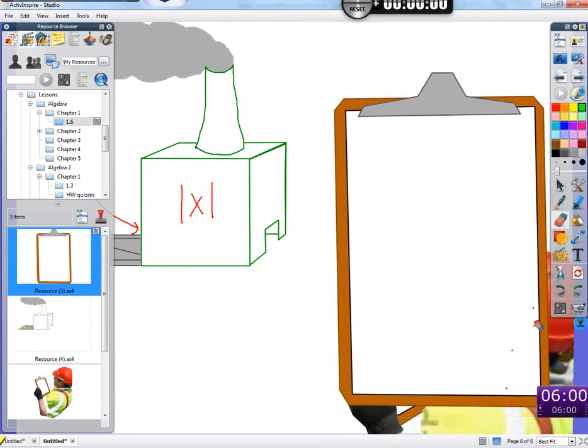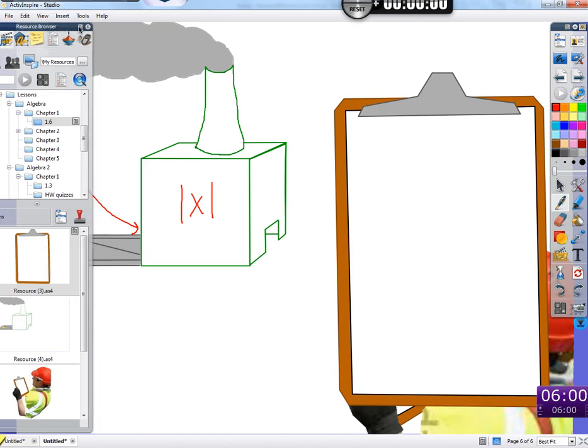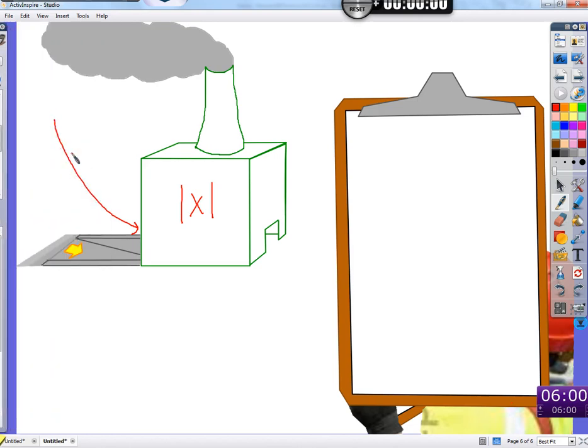After we erase this stuff, see what he might write down on this clipboard as things go into the function and as things come out of the function, and how he might write those things down. So what's something we can put into this factory? Three. The number three. And what comes out? Three comes out.